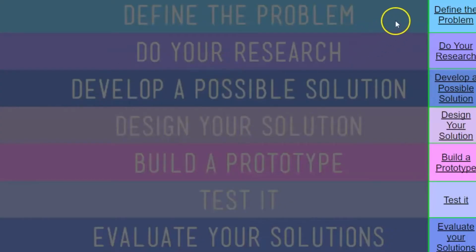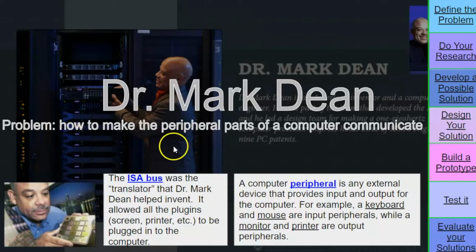The engineering method. We want to define the problem, do your research, develop a possible solution, design your solution, build a prototype, test it, evaluate your solutions. Guys, this process is so cool. It was used by Dr. Mark Dean, maybe not specifically in the exact steps that we're going to show, but we can see these steps in the process. And that's what we're going to do today in Dr. Mark Dean's invention of the ISA bus.